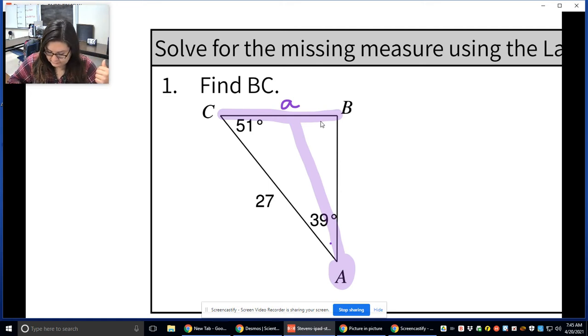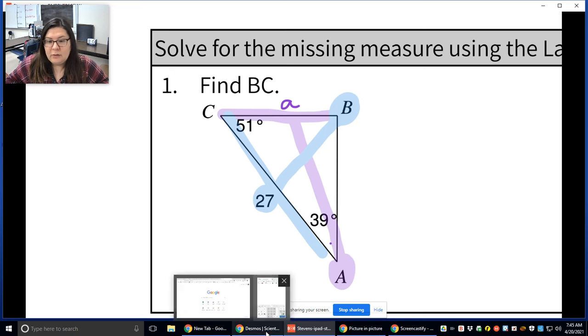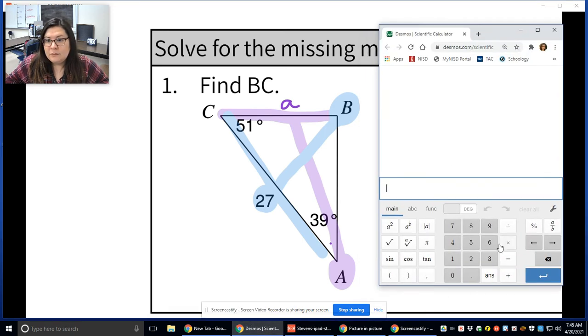Looking at this, I have this side, but I don't have the angle that goes with it. But that is a pretty easy fix. Triangles are 180 degrees, so I just need to subtract from 180 to get what goes here. Let's do 180 minus 51 minus 39. So that is actually a right triangle. That's going to be 90 degrees. Okay, so I have my two sets of opposite angle and side.